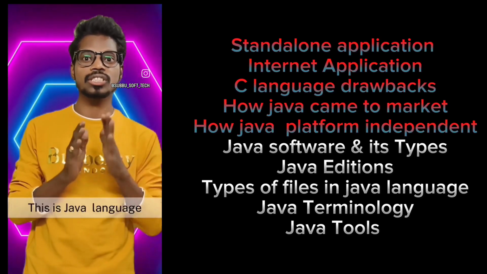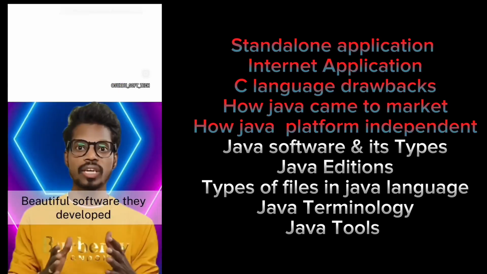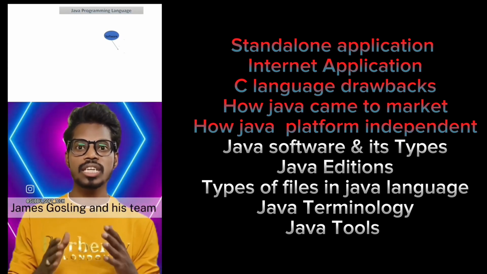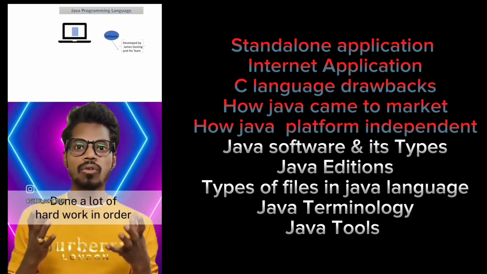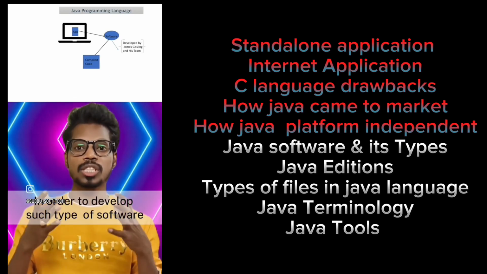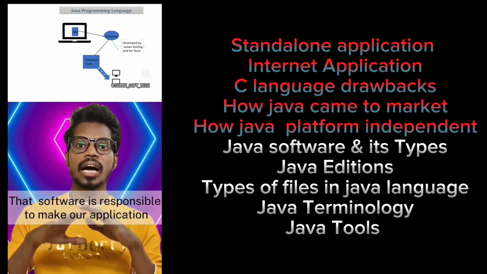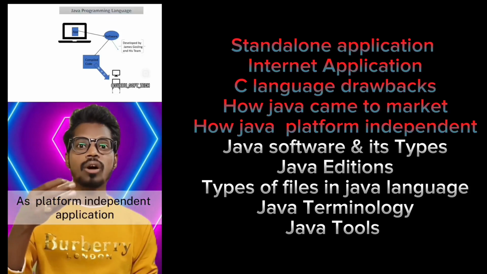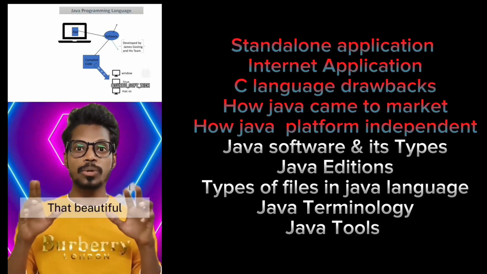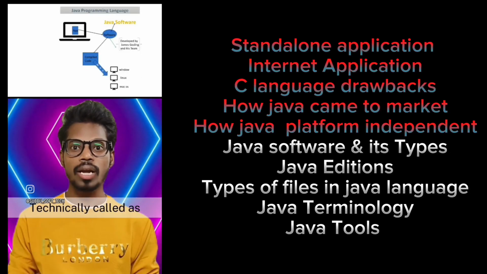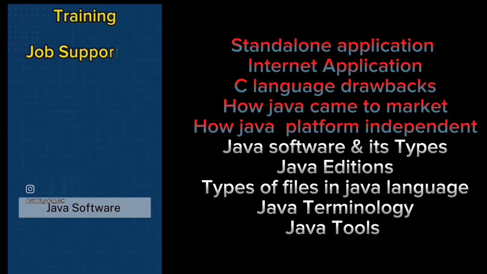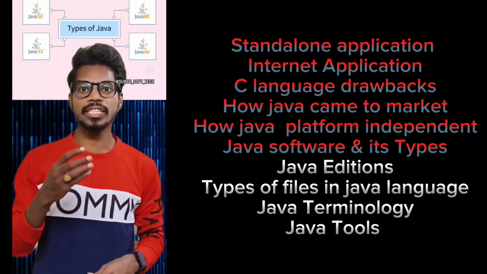But when it comes to Java language, a beautiful software was developed. James Gosling and his team did a lot of hard work to develop such software. That software is responsible for making our application platform independent. That beautiful software is technically called Java software. Java software and its types.